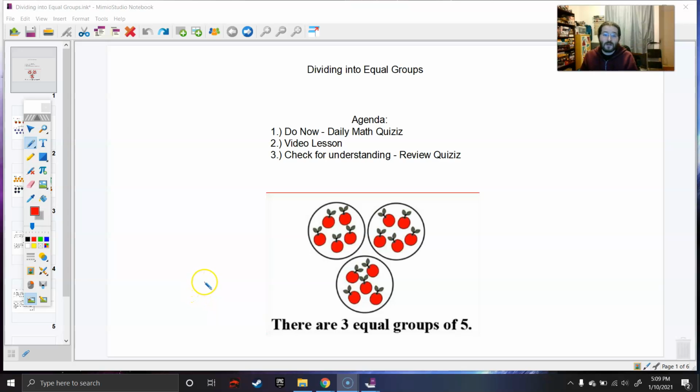Today we're going to be doing division by dividing things into equal groups. So our agenda for today, if you haven't completed it already, make sure that you complete your do now, that's that daily math quizzes, our video lesson, and a check for understanding after our lesson, which will be reviewing what we go over today.